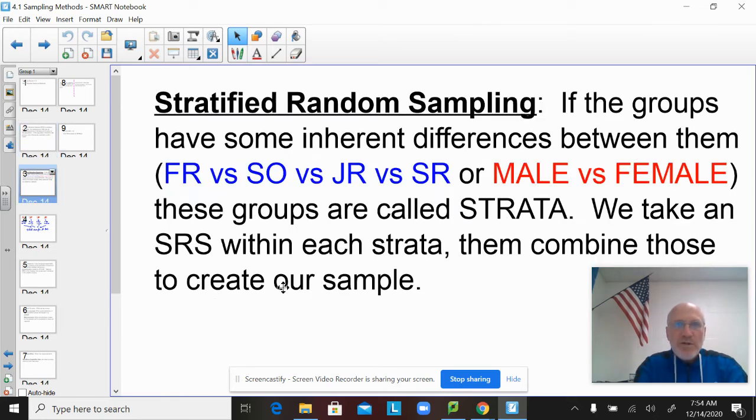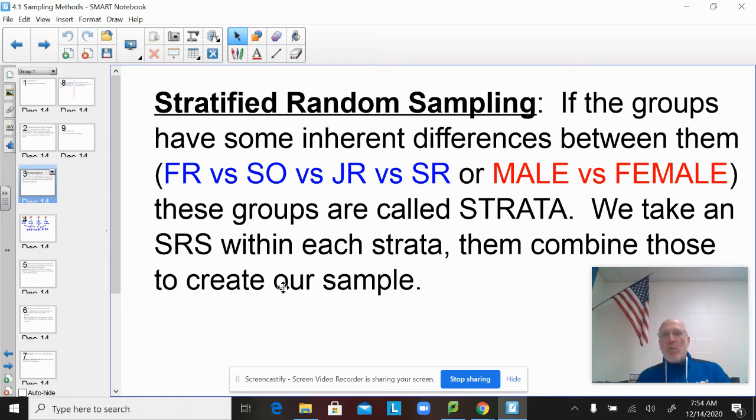So the first one is called a stratified random sample. And this sentence is important: if the groups have some inherent differences between them. A couple examples. In a school setting, you could argue that freshmen and sophomores and juniors and seniors have some inherent differences. So that would be a good breakdown of groups to use, or male versus female, depending on what study you're doing. If there are some differences between the groups, these groups are called strata.